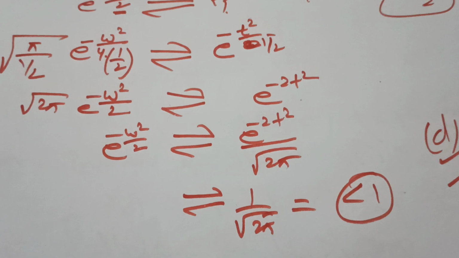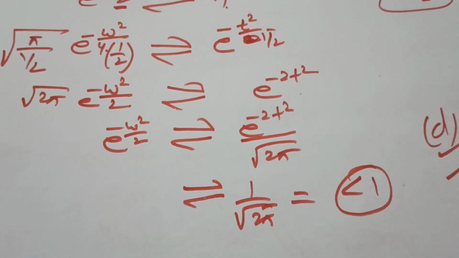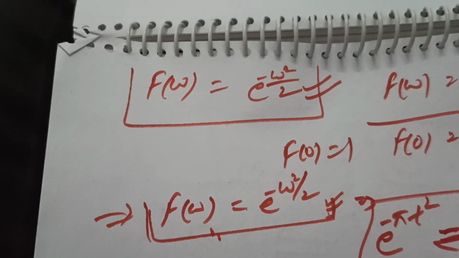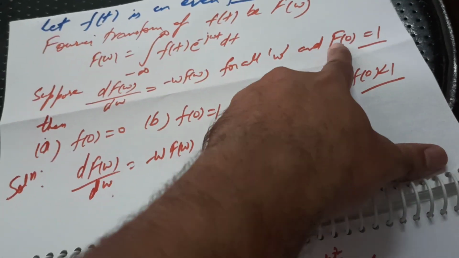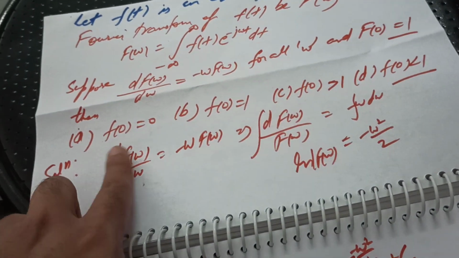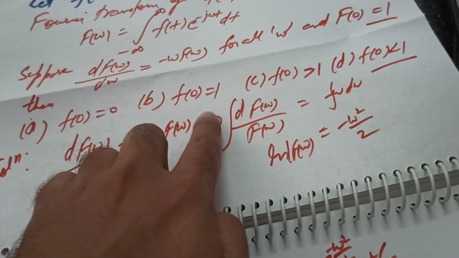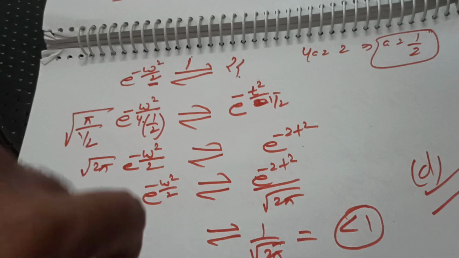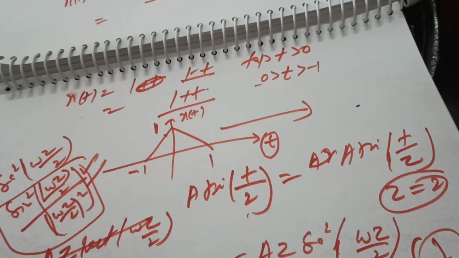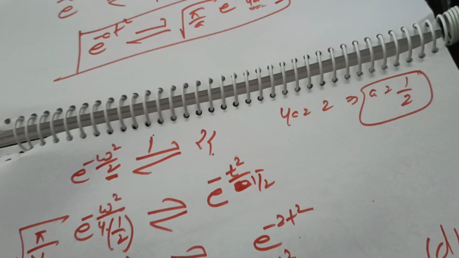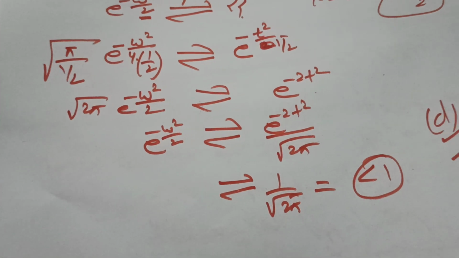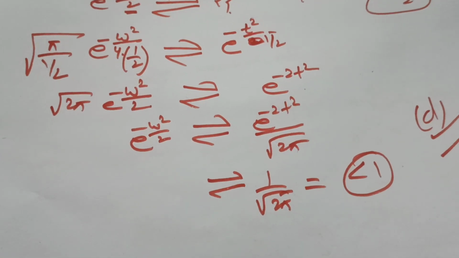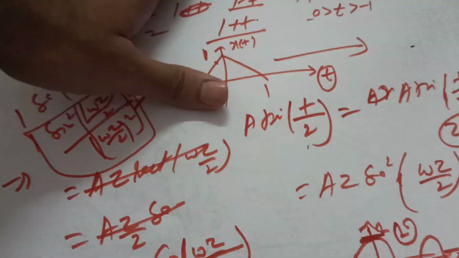Clear? Now this at t equals to 0, because it has been asked the value at the value of f of 0. So when you put this value, then you are bound to get 1 upon under root 2 pi. Okay, I think it is quite clear.